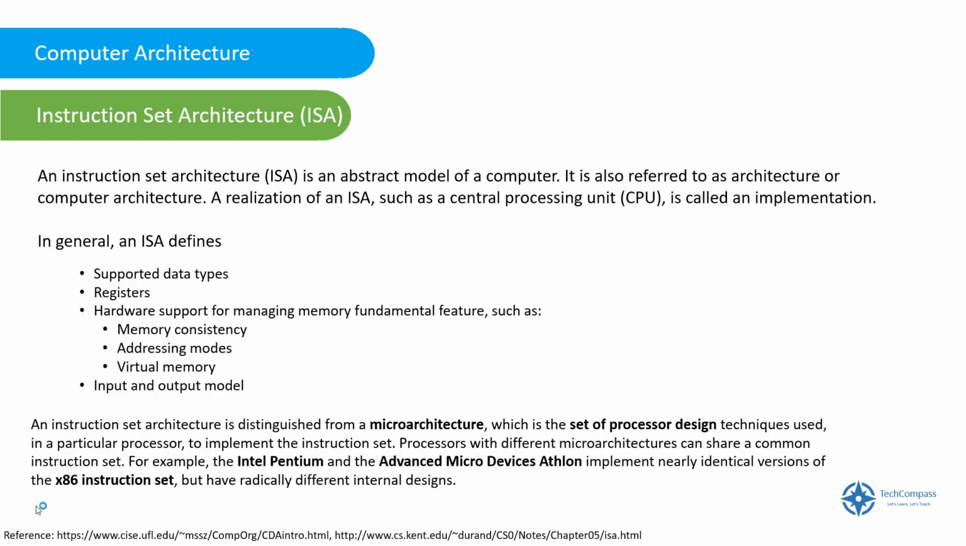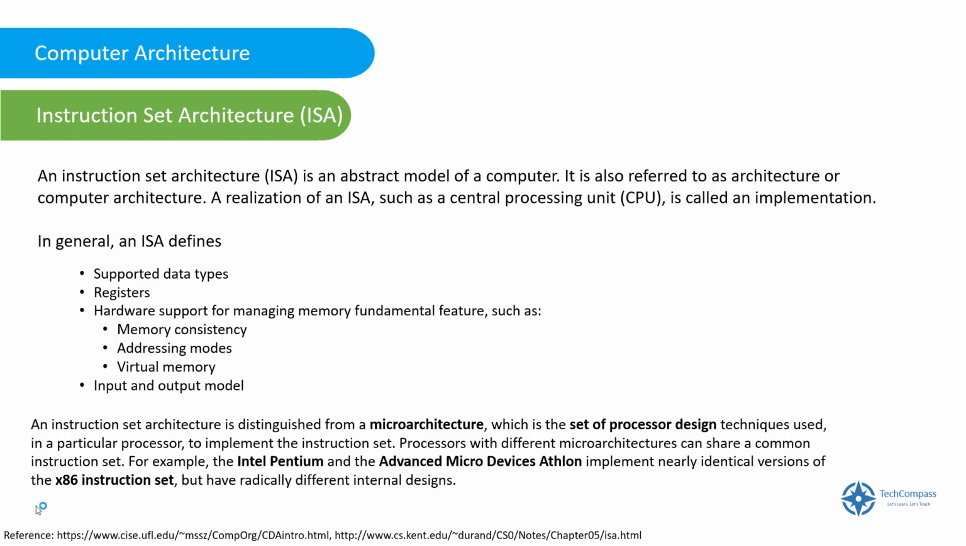Let's move on. An instruction set architecture is an abstract model of a computer. It is also referred to as a computer architecture or architecture. A realization of an ISA, such as a central processing unit, is called an implementation. In general, an ISA defines supported data types, registers, hardware support for managing memory, fundamental features such as memory consistency, addressing modes, virtual memory, and the input and output model.